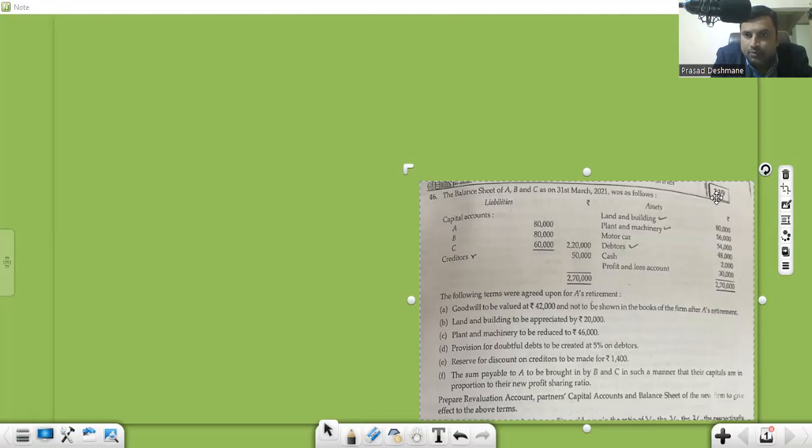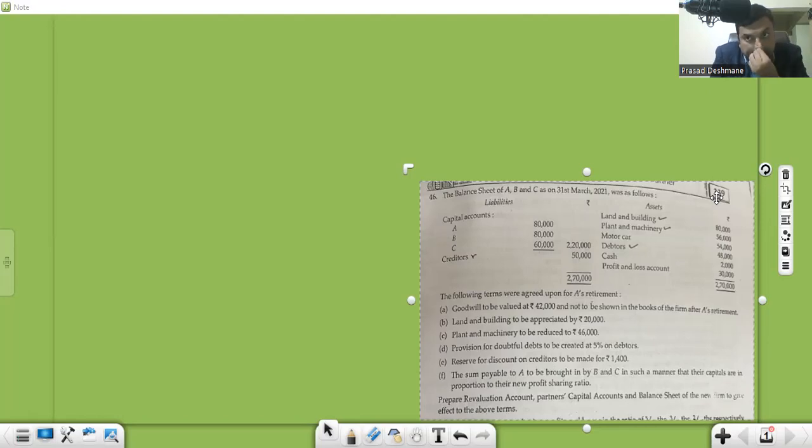Land and building appreciated, so put a tick mark on land and building. Plant and machinery also has some reduction, so that's why there's a tick mark on plant. Provision on doubtful debt, so tick mark on debtors. A discount on creditors, so tick mark on creditors. And the last adjustment is the important one. This is the adjustment of capital.